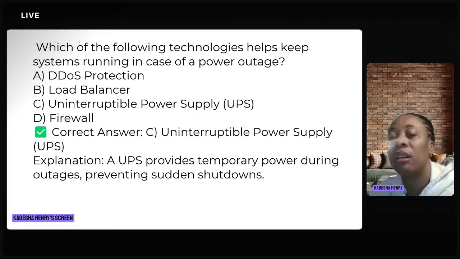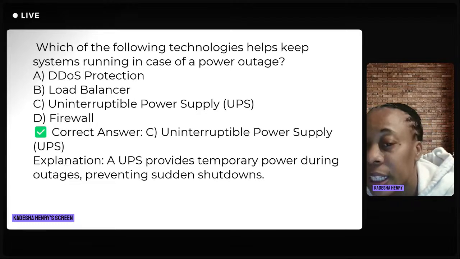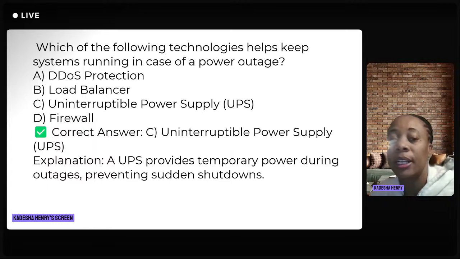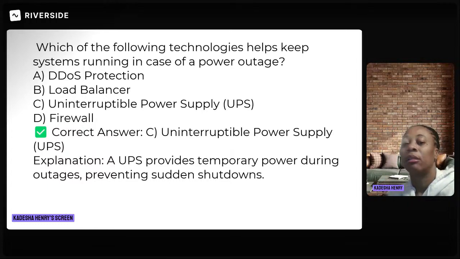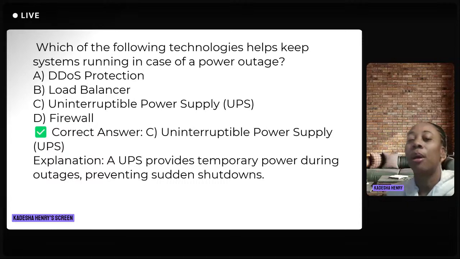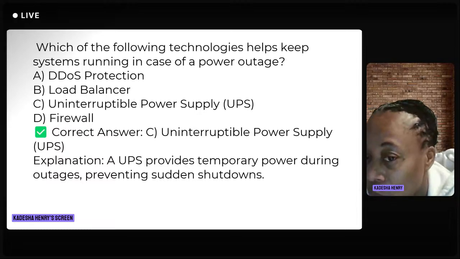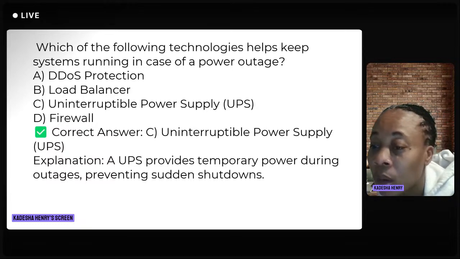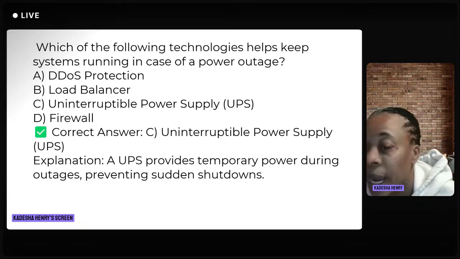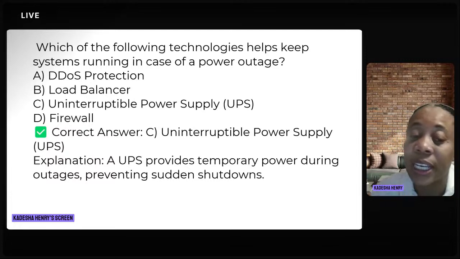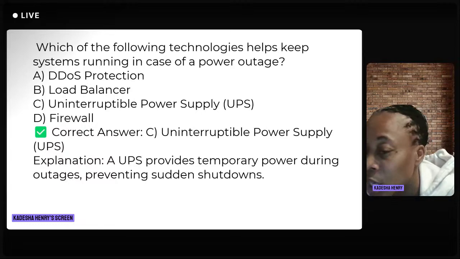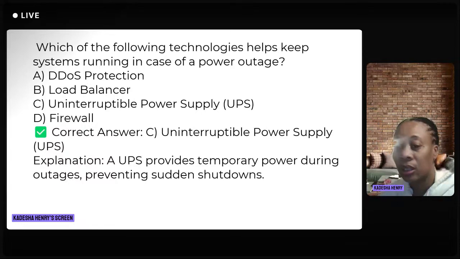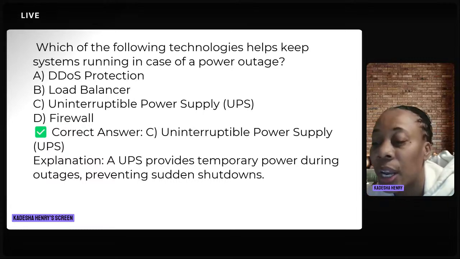Which of the following technologies helps keep a system running in case of power outage? Is it DDoS protection, load balancer, uninterruptible power supply, or a firewall? And we know that the answer is the uninterruptible power supply, the UPS. The UPS provides temporary power just in case there's an outage, and it prevents sudden shutdown. That's what it does.